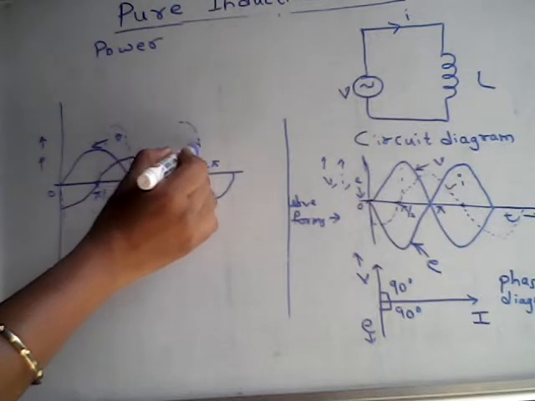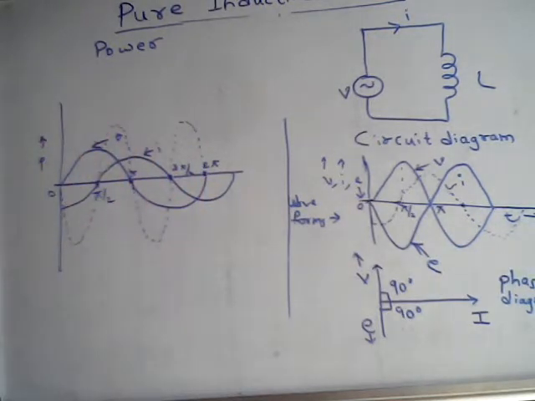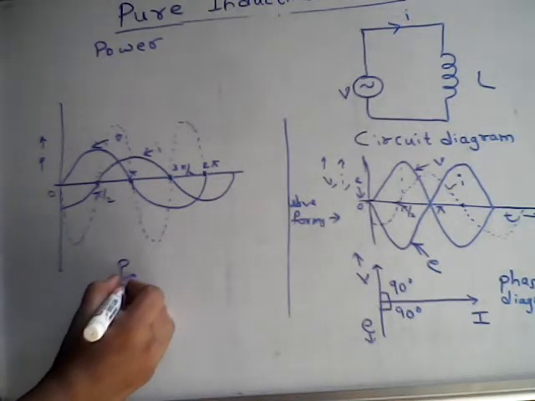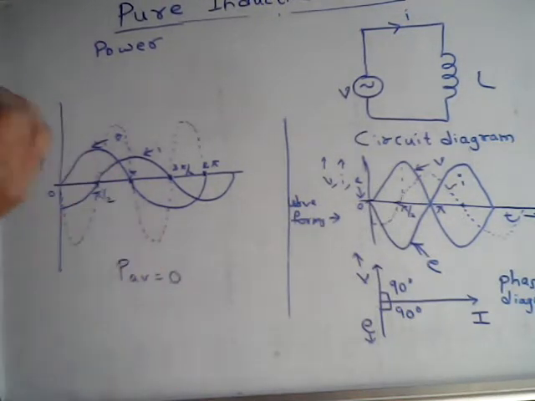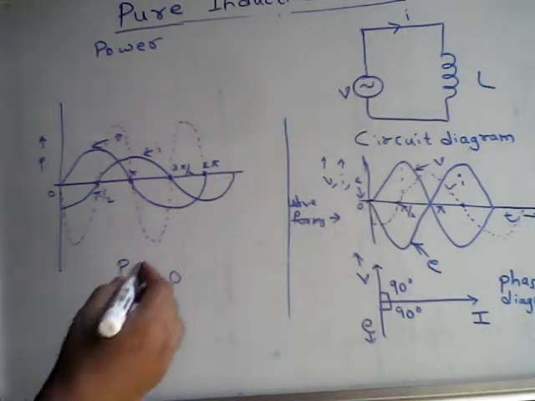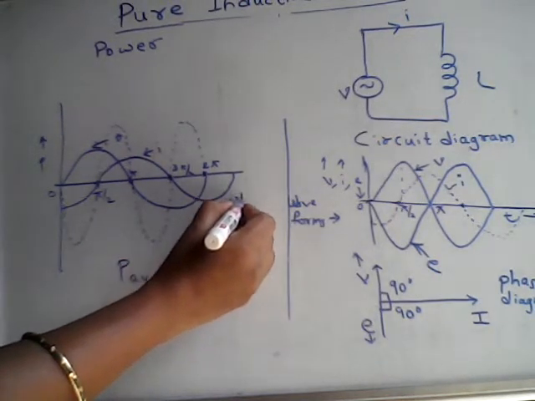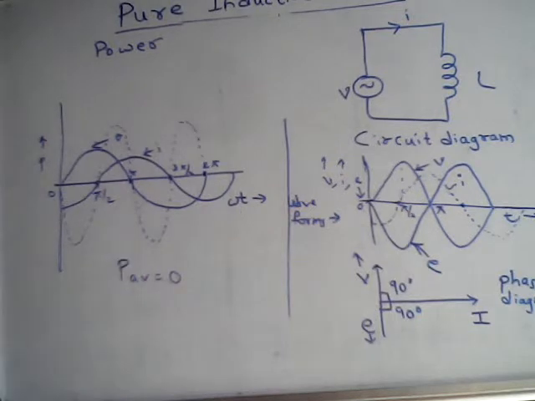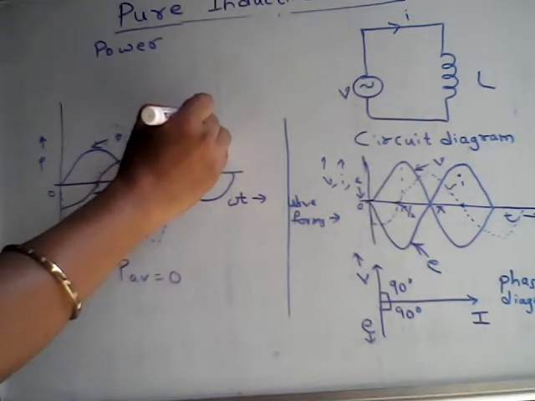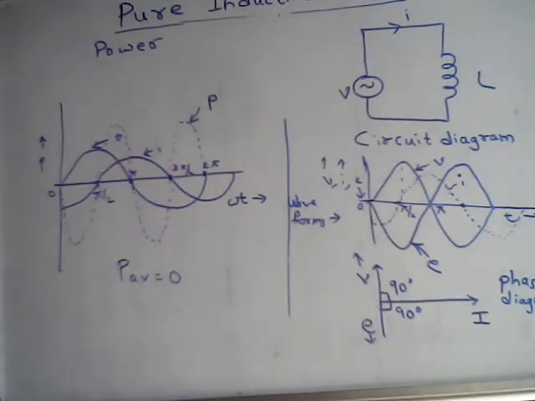So this is the power which is drawn for one cycle, and the same will be repeated. And the average power here is always equal to 0. So the power consumed by the circuit is equal to 0, or the average power is given by 0. And this is the omega t value which is taken along the x-axis, and this is the power waveform which is shown in the dotted manner.